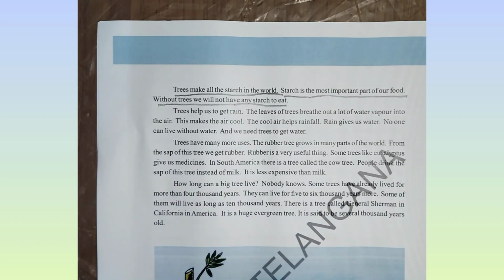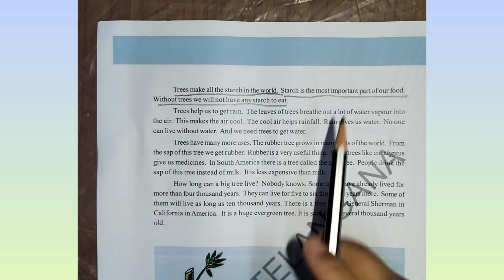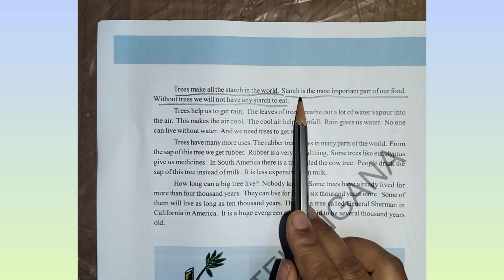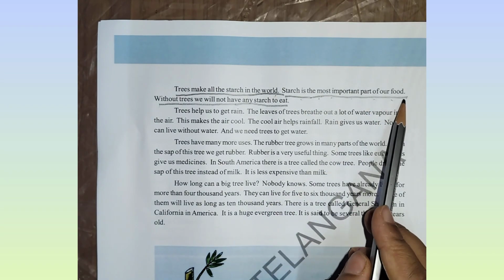So starch is one of the elements produced by green plants, which is tasteless and odorless. It is also a carbohydrate product. Trees make all the starch in the world. Starch is an important part of our food, and an important part of our daily consumption.